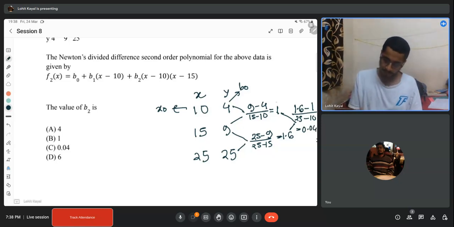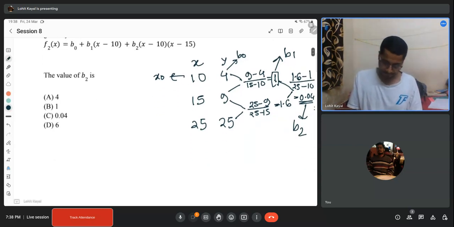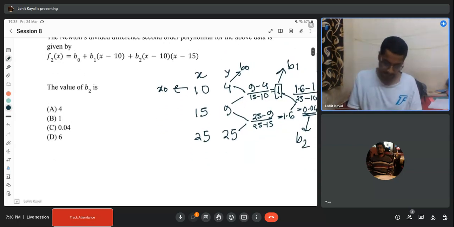Now remember, this value is b1. Now this value will be your b2. Okay. So option C will be the correct option.